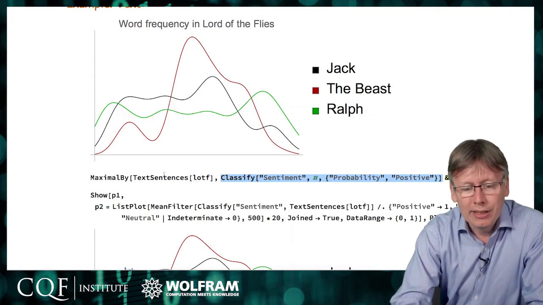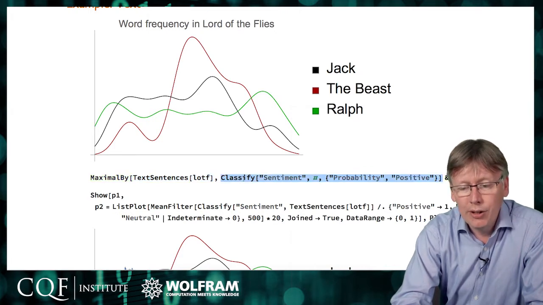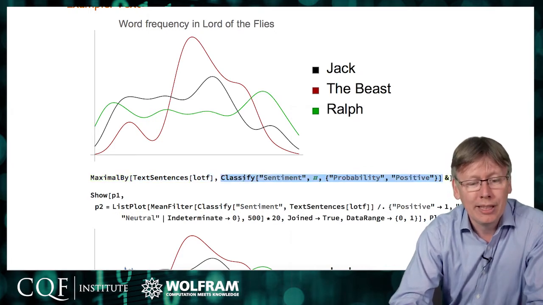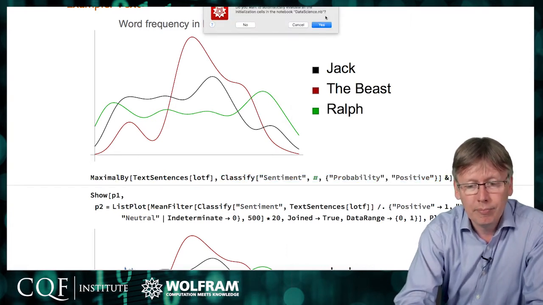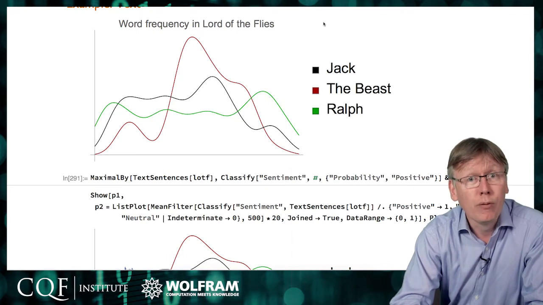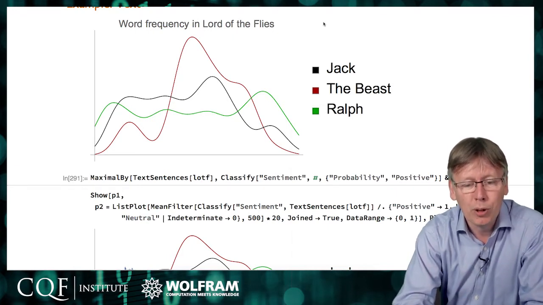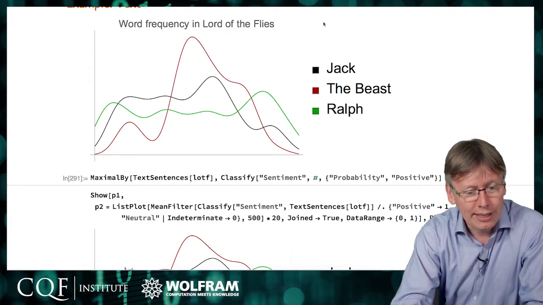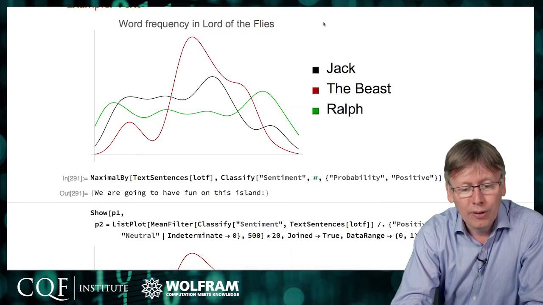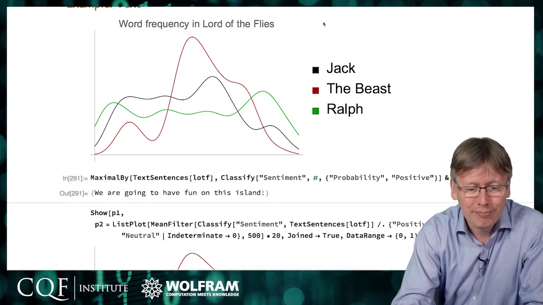So I did this little piece of code here where I took the sentences of the book. I classified those as the probability that they were a positive sentiment. And if we ask for the maximal of those, then we can go through and find the sentence in the book that is most likely to be positive. So it's sifting through the whole book now and thinking about each sentence. And what we get is the result of "we're going to have fun on this island." It certainly sounds like a pretty positive sentiment.